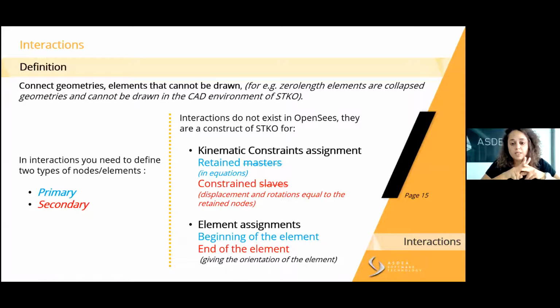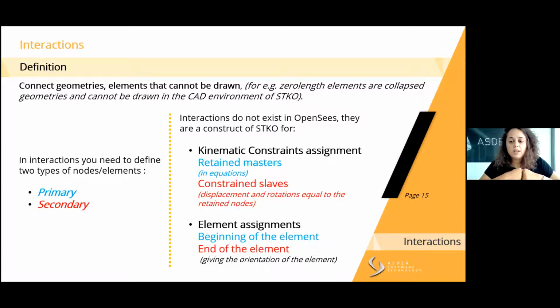Interactions can be used in two ways: to assign kinematic constraints and to assign elements. All interactions have two types of nodes. We can call them primary nodes and secondary nodes. The primary ones are the ones that you define first, and the secondary ones, the ones that you define afterwards. In the kinematic constraints, the primary nodes are the retained nodes, the ones that are going to be kept in the equations during the run of the model. And instead, the secondary ones are the constrained ones, so the ones that will move exactly equally to the retained nodes.